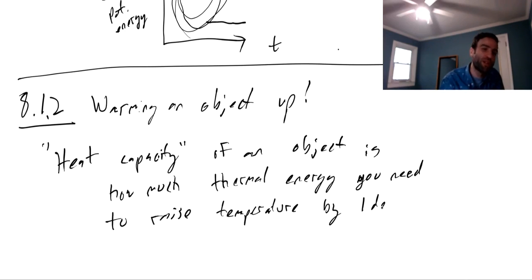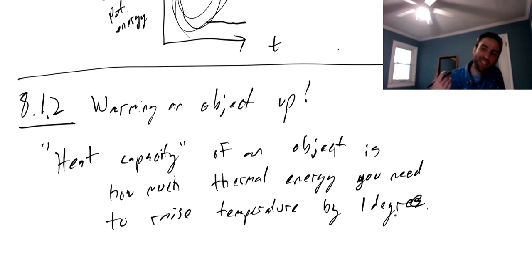By 1 degree. And the heat capacity of something depends both on what that object is made out of. So, heating up a chunk of iron takes a very different amount of energy than heating up a chunk of water. Something you may have noticed if you've ever tried to boil water in a cast iron pan. But it also depends on how big the object is, how much stuff the object has.